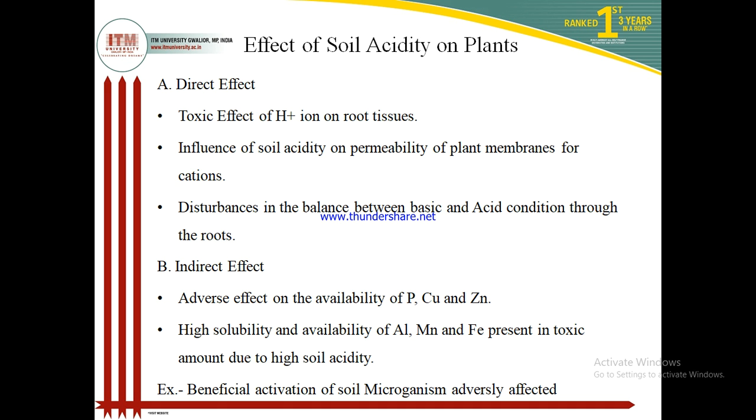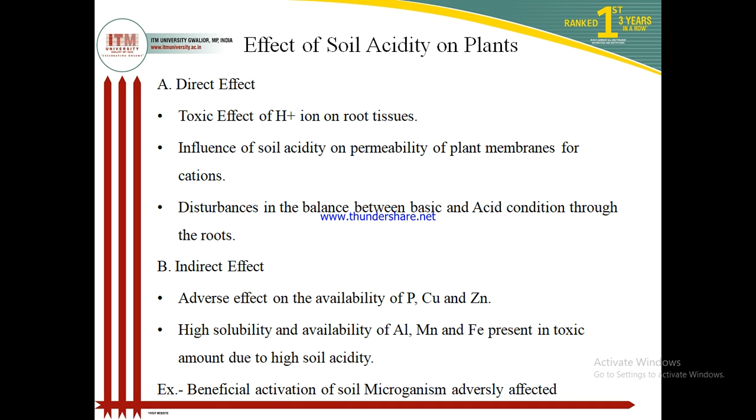Now, effect of soil acidity on plants. Direct effect: toxic effect of H ion on root tissues, influence of soil acidity on permeability of plant membrane for cations. Now, disturbance in the balance between basic and acid conditions through the roots.